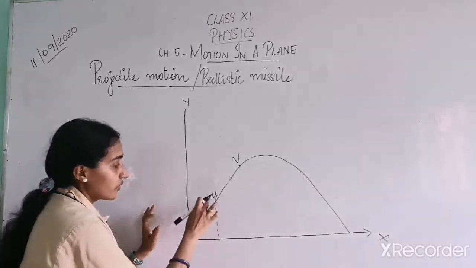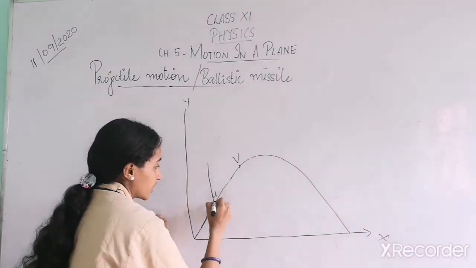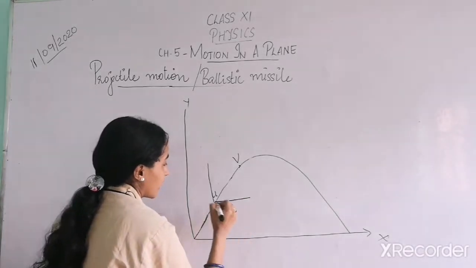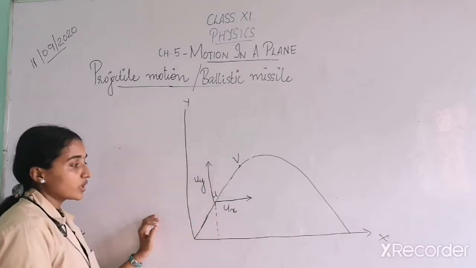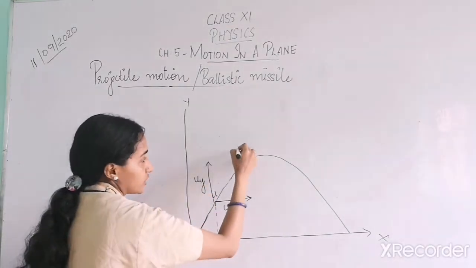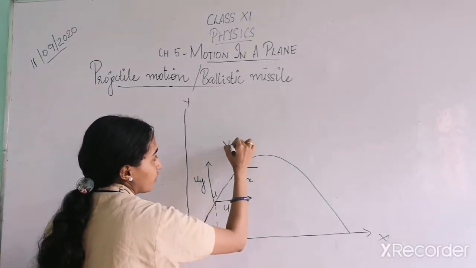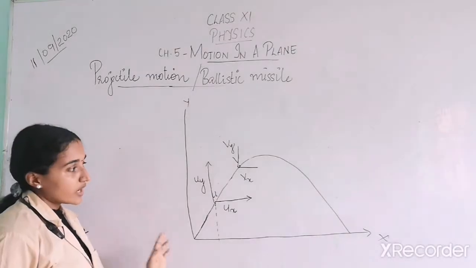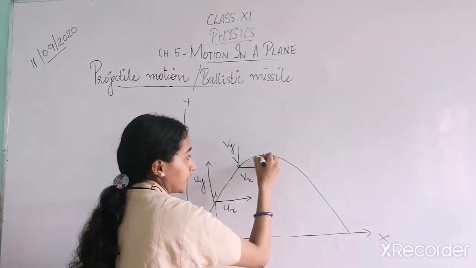We have already seen vector resolution. You can resolve u into ux and uy. Combining these two, the effect will be the same as that of your initial u. Similarly, v also you can resolve as vx and vy. Isn't it? Now as the projectile goes, since it is parabolic, it will have a peak point.